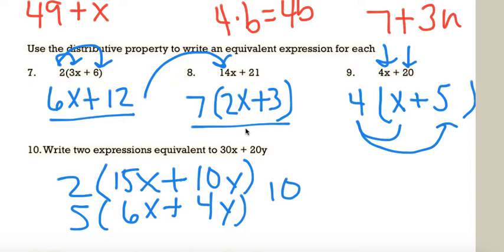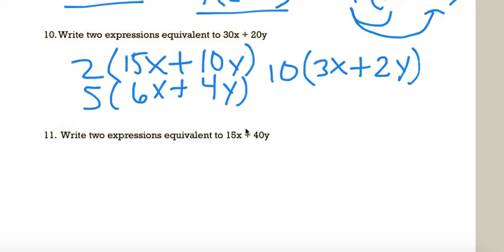10 can go into 30 3 times, so you have 3x, and 10 goes into 20 2 times, so you have 2y. So we came up with 3 different ones, but you were supposed to come up with 2. Hopefully you came up with 2 of these 3. Okay, let's take a look at number 11. Again, pause the video, see if you can come up with 2 more expressions that go with this problem, 15x plus 40y. Remember, you're coming up with a common factor that they both can use. Now pause the video.